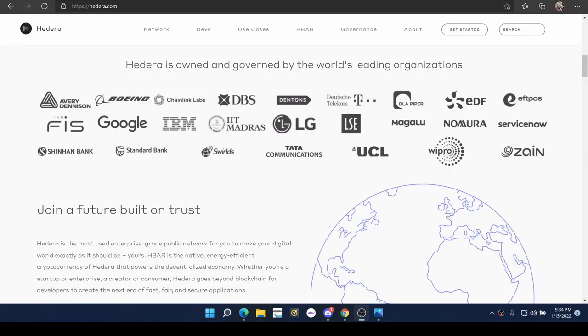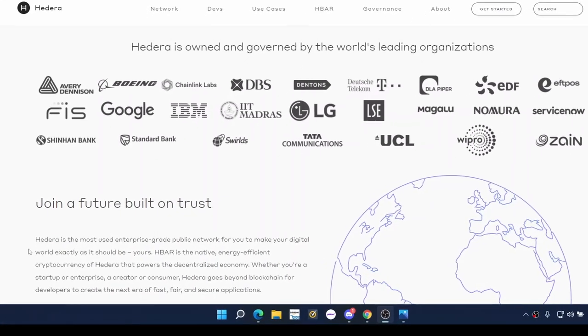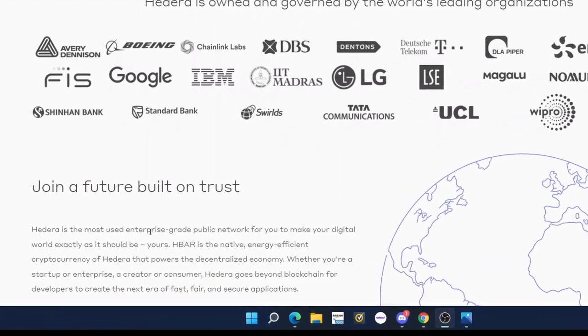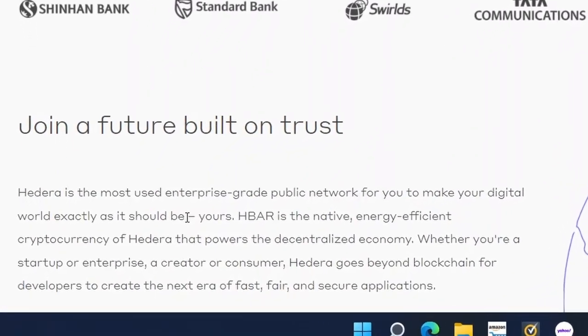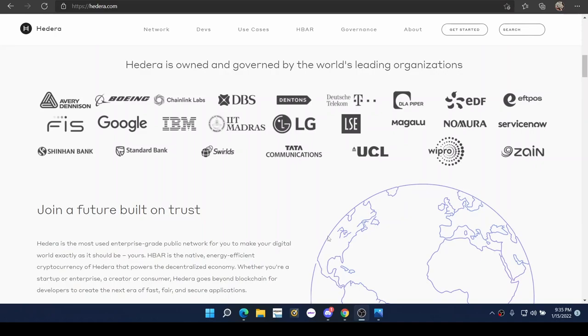So they've reached out to lots of large companies all around the world to secure their network by running a node. And just to get our point across, I'm going to read this passage over here. Hedera is the most used enterprise-grade public network for you to make your digital world exactly as it should be, yours. So it just confirms the fact that they really want their open source technology to be used by other enterprise-grade services, which is not a bad target audience. I think they definitely have the means and capability to do it, as they already have cornered a large scale of the market with Google, IBM, and LG.